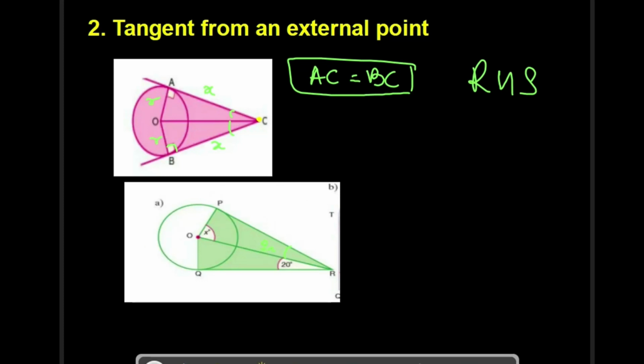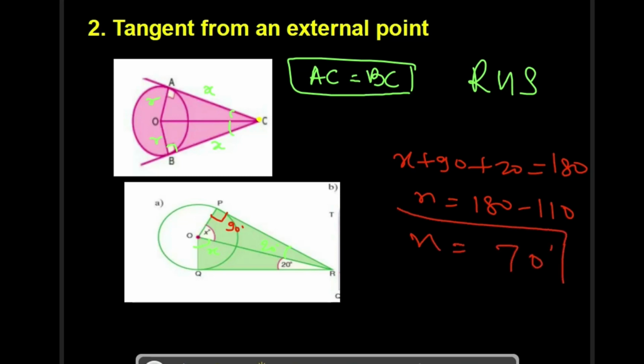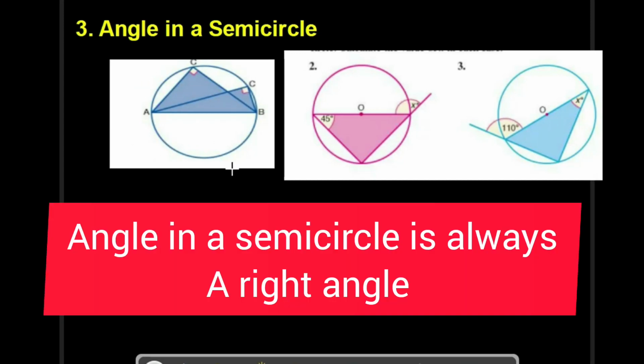This angle is going to be this one. Okay, so if you see, we'll use the same property over here. This is 20, so I'm going to write here this is going to be 20. If this is X, I'm going to write here X. Now this is radius and tangent is always going to be 90 degree. So this is going to be 90, 90, 20 and X. This is a right angle triangle, right? So we can write here X plus 90 plus 20 is equal to 180. X is going to be 180 minus 110. X is equal to 70 degree. So in this way, we can identify the value of X.